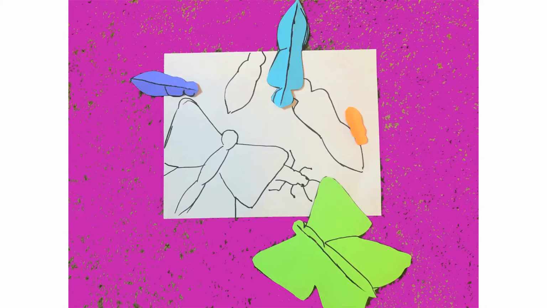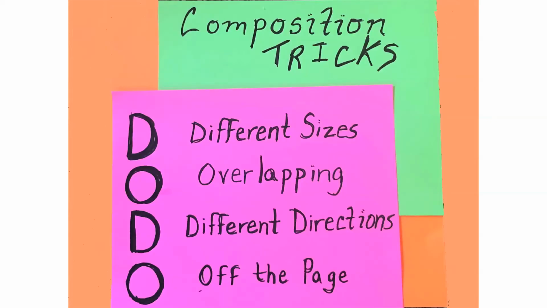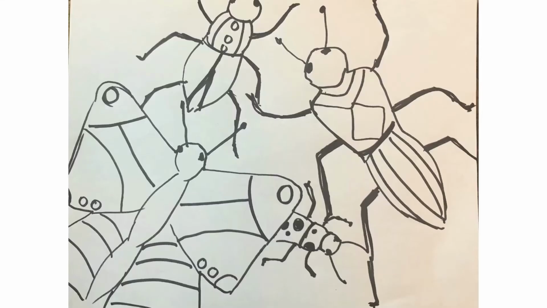After you have a few insects cut out, maybe some different sized ones, you can use these as tracers to arrange into a composition of your liking. One option you might like to try are the dodo tricks. Remember, you have different sizes, overlapping, different directions, and off the page. Show your drawn arrangement. This is my composition using the dodo tricks. There are many ways I could have done it, but this is what I ended up with.